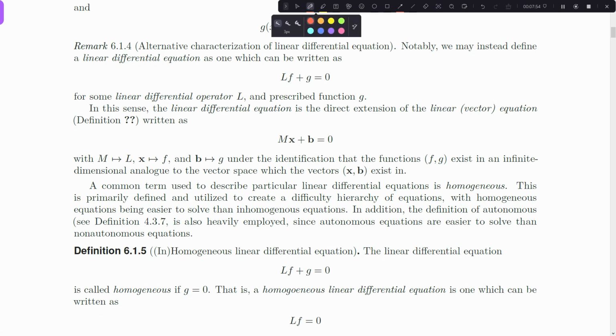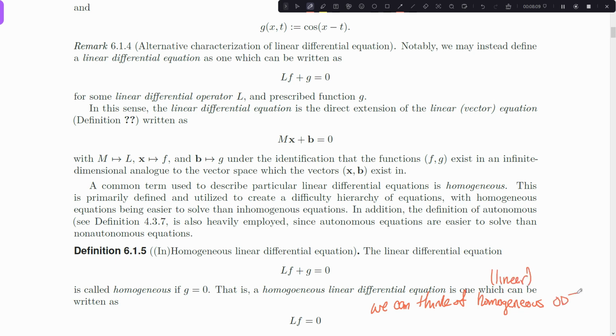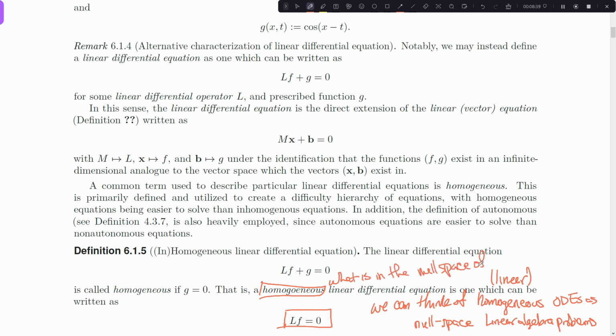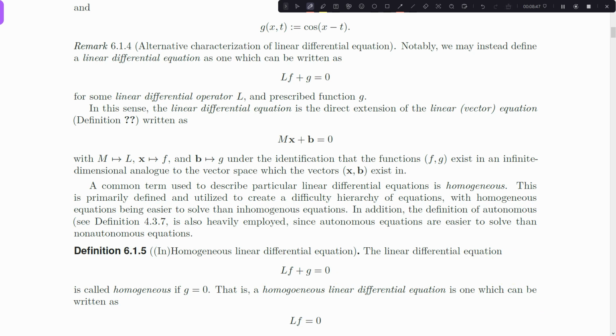So in other words, we can think of homogeneous, and of course, once again, this only applies to linear, linear homogeneous ODEs as null space linear algebra problems. We're asking ourselves, what is in the null space of L? A homogeneous differential equation says, what is in the null space of my linear differential operator L? That's what homogeneous linear differential equations are.